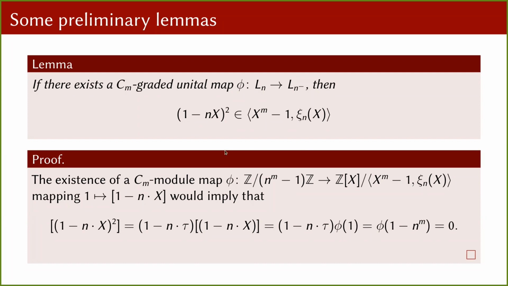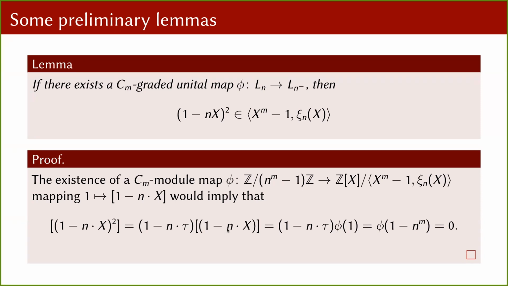And again, this kind of result is just assuming there is a map and checking where the distinguished elements go. So if there is such a Cm graded unital map from Ln to Ln minus, then there is a map between the Bowen-Franks Cm-modules, which are the cyclic group of order n^m minus 1 and these other quotients here. And mapping 1 to 1 minus nx forces us to have that the class of 1 minus nx is, well, equivalently 1 minus nx times 1 minus n tau, because the action of tau here is that of x.